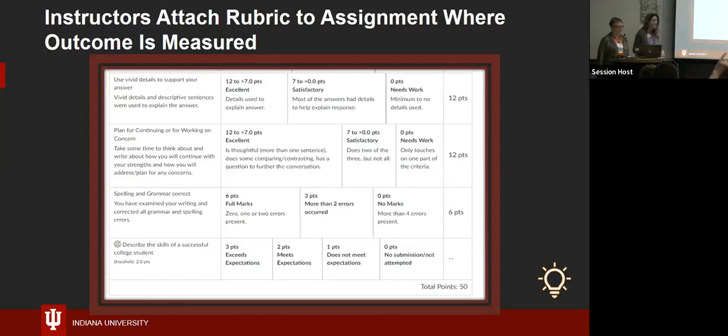Next one. All right. So what's cool about this is that, yes, someone can run programmatic data.